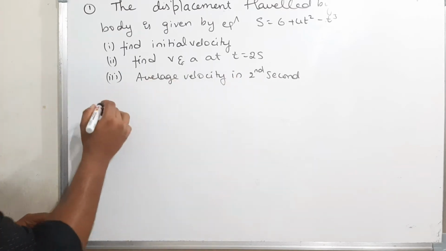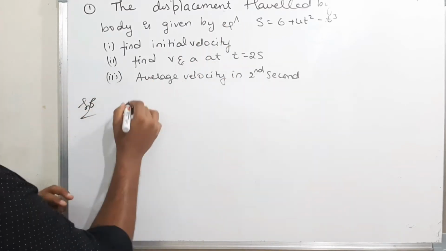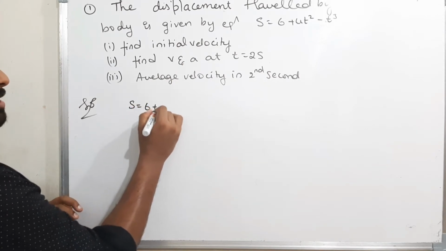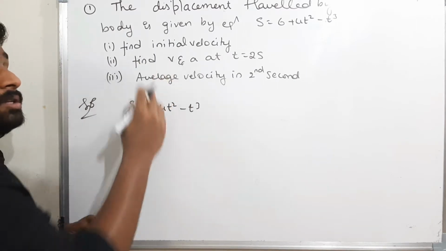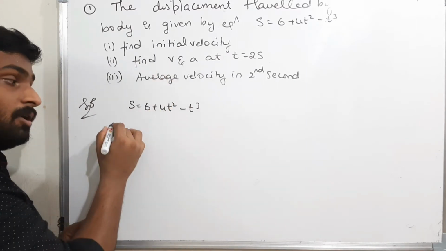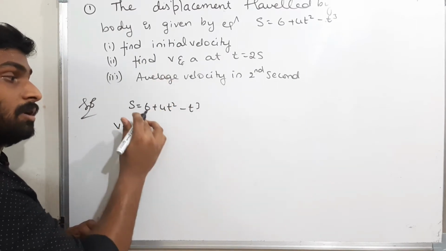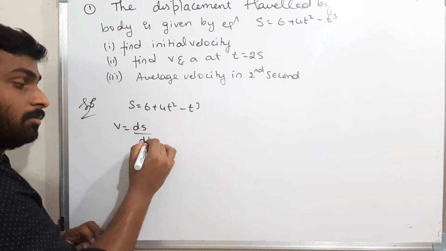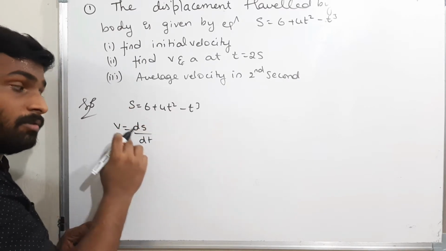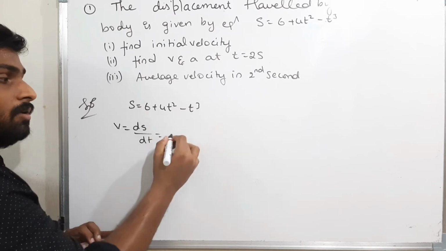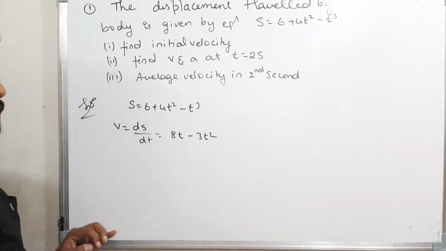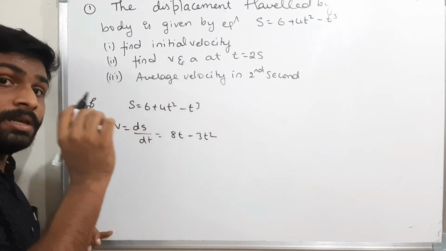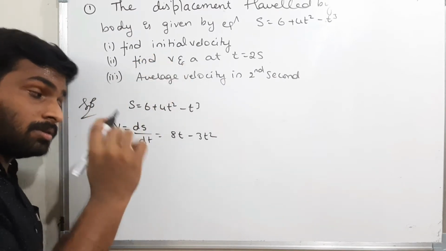Now how can I find it? Now observe carefully. The displacement S is given, S is equal to 6 plus 4t square minus t cube, and they told to find the velocity. What is the relation between displacement and velocity? Velocity is equal to differentiation of S with respect to time. That means differentiation of displacement with respect to time will give me the velocity. Therefore, differentiate it. What you will get? 8t minus 3t square.